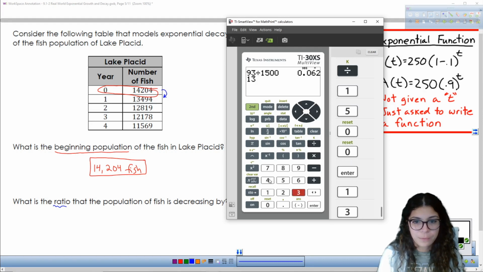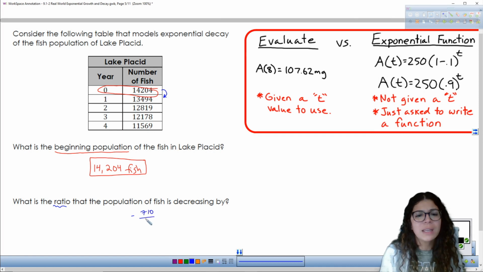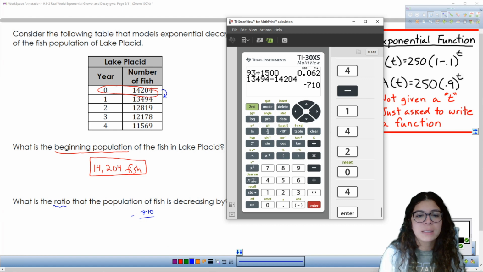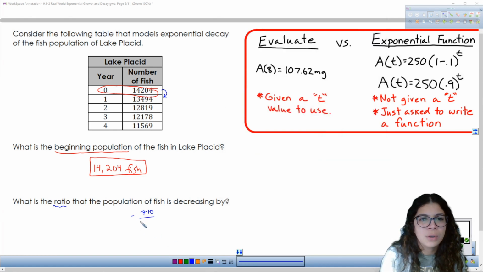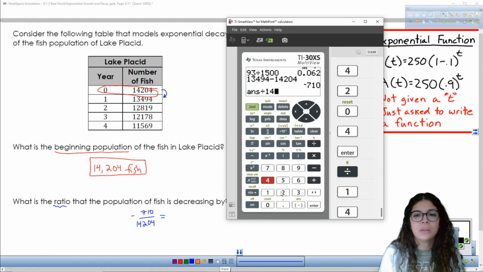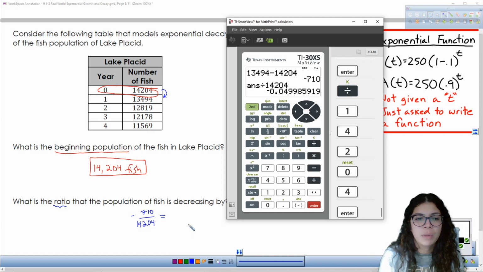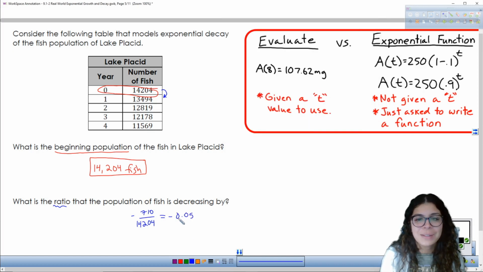Let's do 13,494 minus 14,204 is negative 710. And the negative is just there because it's decay. When you say the rate, you won't say it with the negative because you know it's decay, you know it's decreasing, so the negative we do not write. So 710 divided by 14,204 is, I'll round this to the nearest hundredth, so 0.05. Okay, so we have 0.05. Obviously, yes, it's negative, but when I write the ratio, I will write it as the decreasing ratio is 0.05. Or I could write it as a percent, 5%.